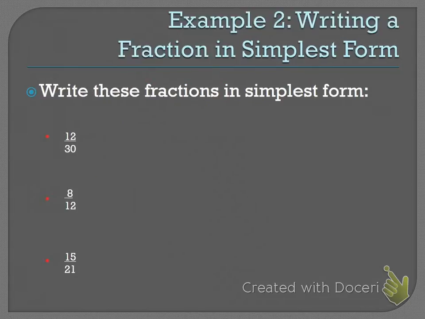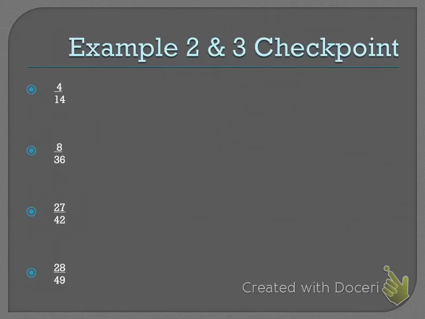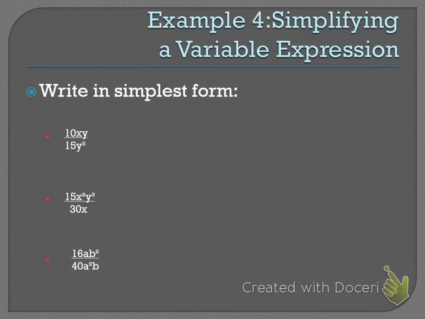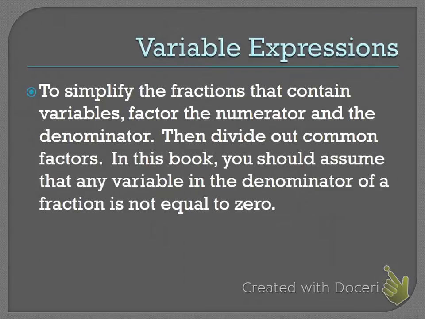In example 4, variable expressions. To simplify fractions that contain variables. What's a variable? Yep, letters that represent numbers. Factor the numerator and the denominator. And I'll go a step further, do the prime factorization, not just factors, of these terms. Then divide out the common factors. In this book, you should assume that any variable in the denominator of a fraction is not equal to 0.